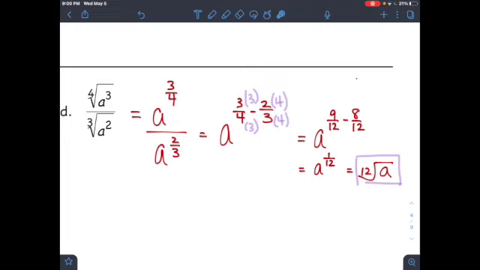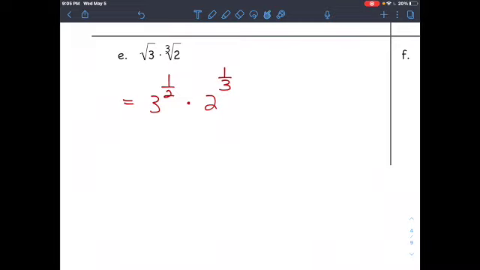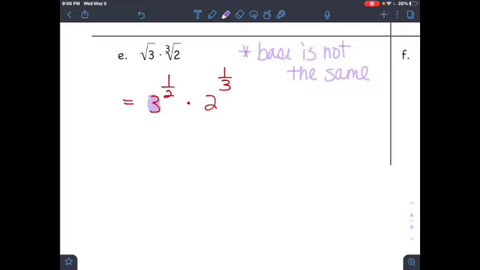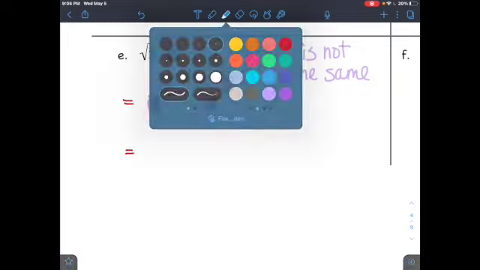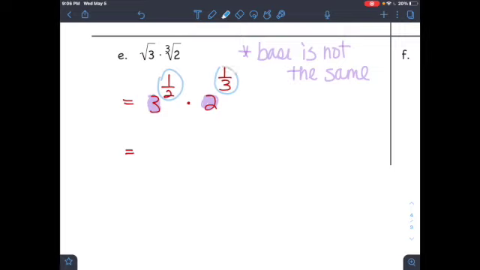And that is example E. Letter E is very different from the previous 4 questions. I want you guys to realize that the base is not the same. The 3 right here and the 2 right here are not the same. Not the exponent, but the base is not the same. There's a different way of handling that type of problem. When the base is not the same, we are looking at the exponents to have a common denominator.